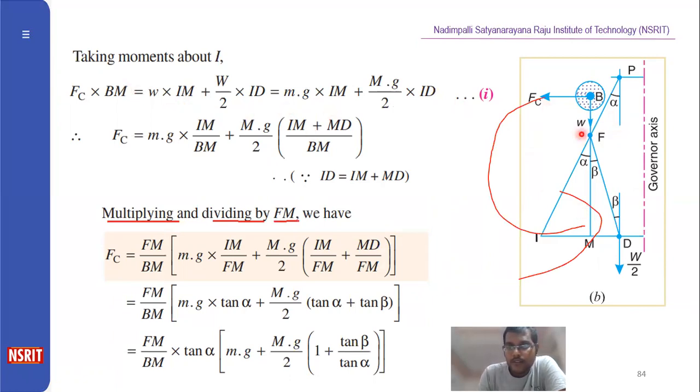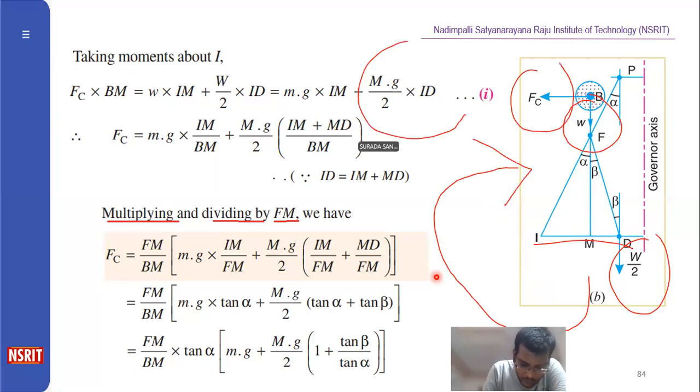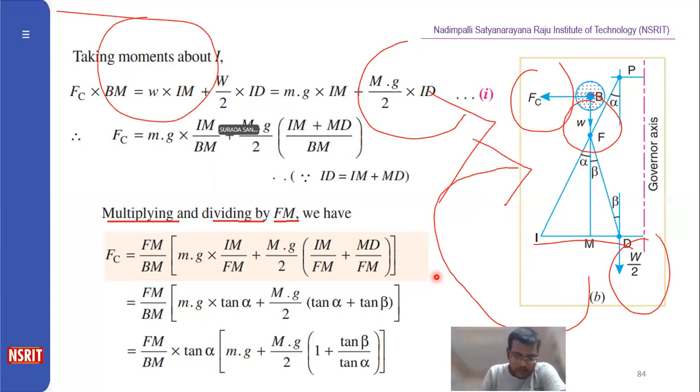These are in clockwise direction, this one, and also W by 2 into ID. These two, W by 2 and small w, with respect to I, are in the clockwise direction, whereas Fc is in anti-clockwise direction. So clockwise moments are equal to anti-clockwise moments.